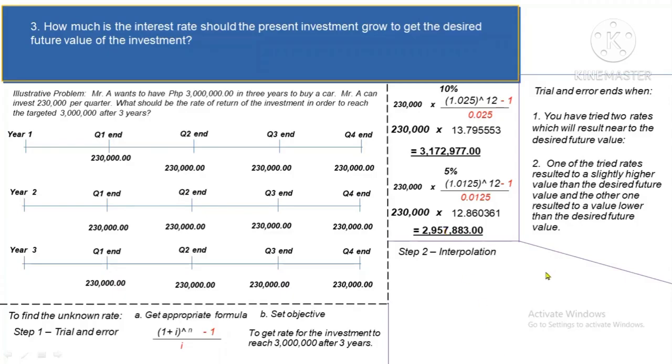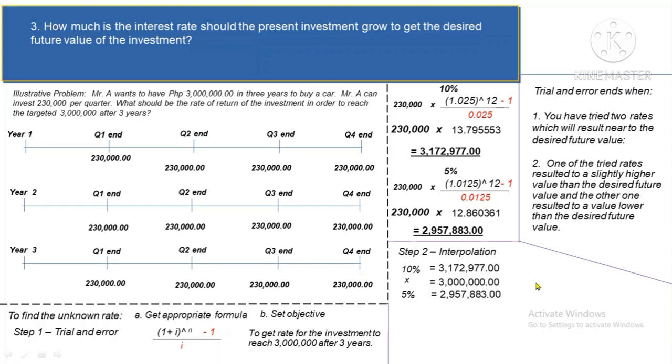Let's go to step 2, the interpolation. So the first step is to organize the rates and the resulting figures. What do you mean, sir? So a while ago, we tried 10% and 5%. So you put it right here, and on the opposite side the resulting values. So when we tried 10%, it resulted to 3,172,977, right? And when we tried 5%, we got 2,957,883. Next is you need to put the 3 million in the middle, as well as the x representing the unknown rate. And then we find x.